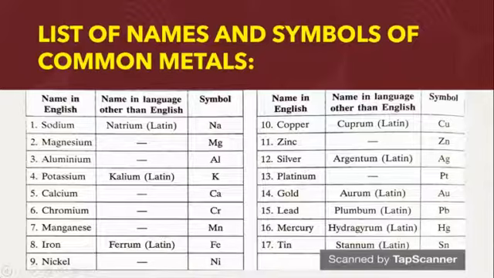Calcium is Ca, chromium is Cr, manganese is Mn, iron is ferrum Fe, nickel is Ni, copper is cuprum in Latin, so Cu, zinc is Zn, silver is argentum Ag, platinum has nothing, so Pt, gold aurum Au, lead plumbum Pb, mercury hydrargyrum Hg, and tin stannum in Latin.